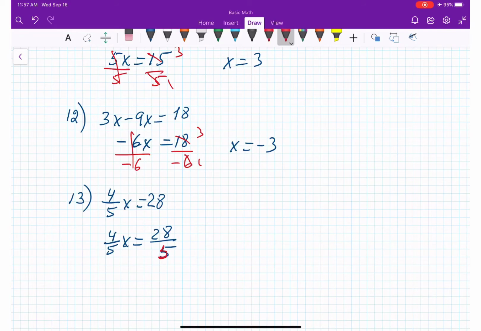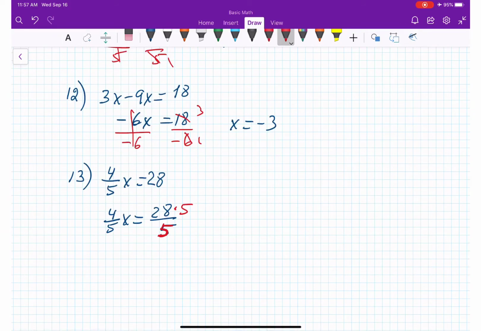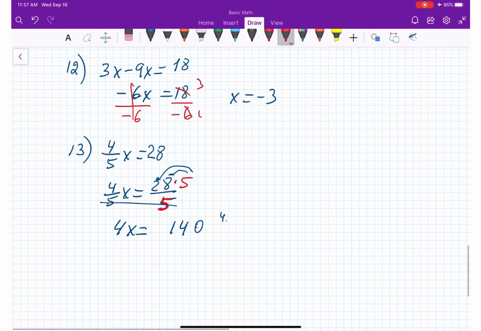Bring to common denominator, 5 here, 5 here, right? So then I drop this 5, and then we can put numerators equal to each other. 4x equals 28 times 5. 5 times 8 is 40, 4 in mind. 5 times 2 is 10, and 4 will be 14. All right, dividing by 4.